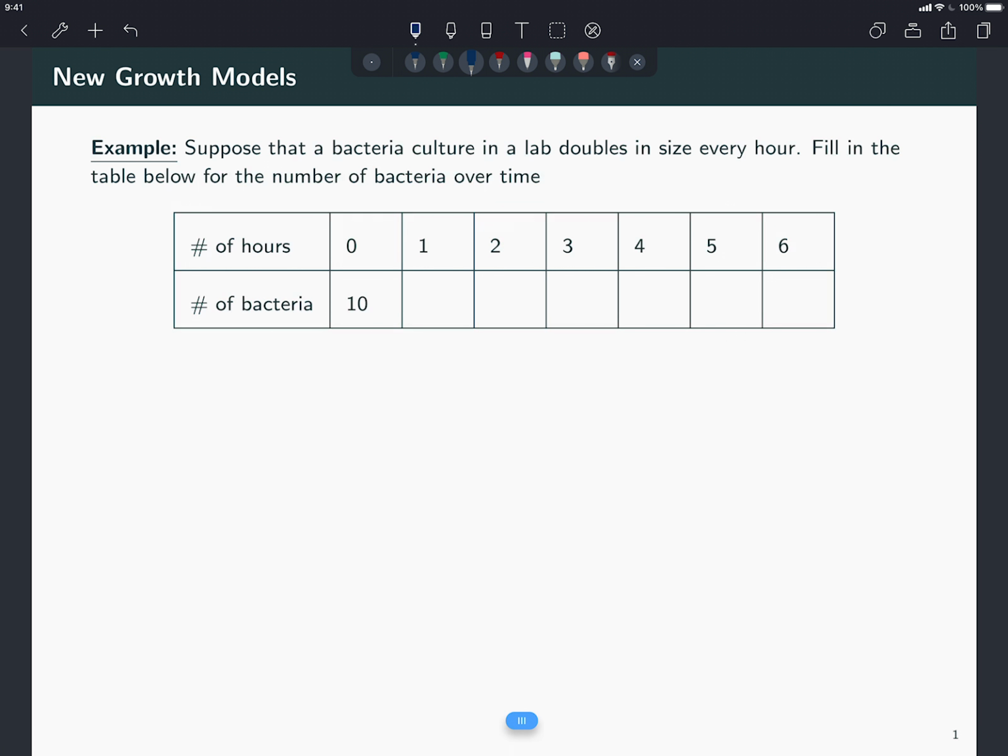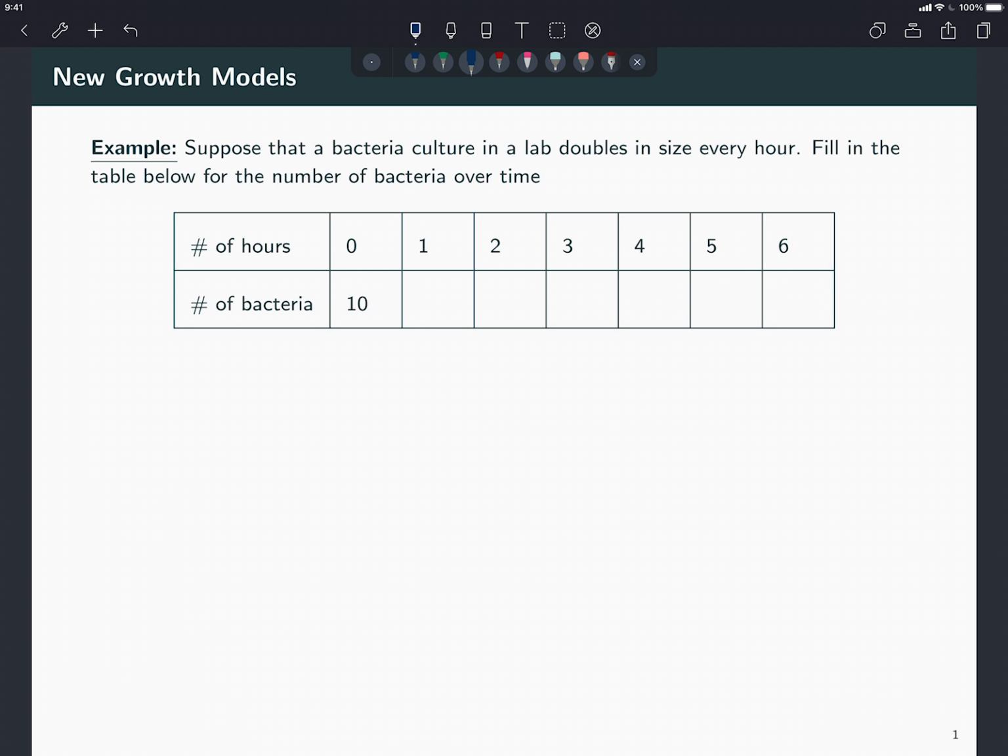Okay, so in this video, we're going to start talking about new growth models. These are not going to be linear. The example we're talking about might be oversimplified and not numbers that make sense in real life, but just bear with me to follow along. This is an oversimplification of how things work, but this is closer to reality.